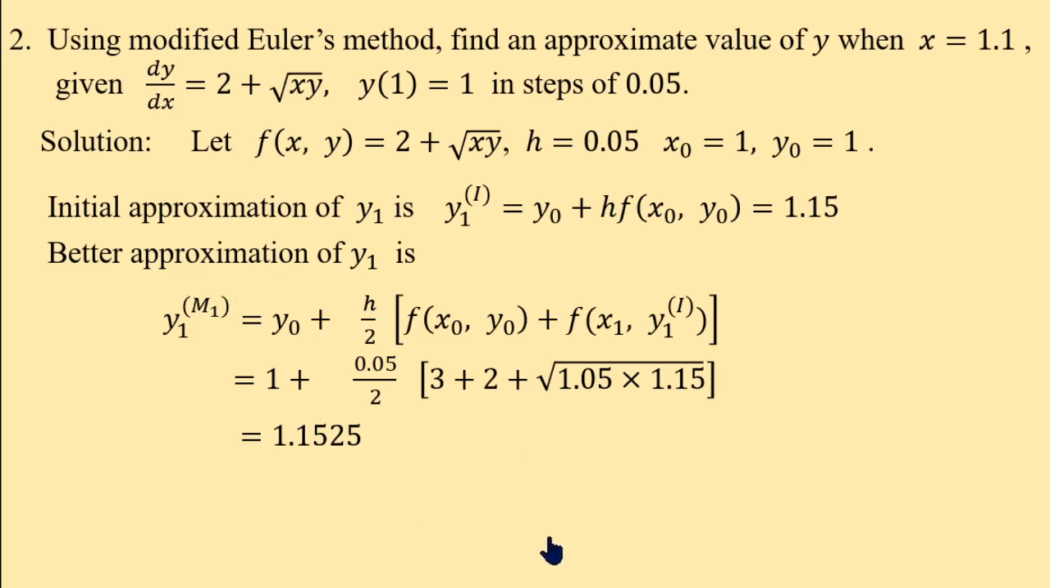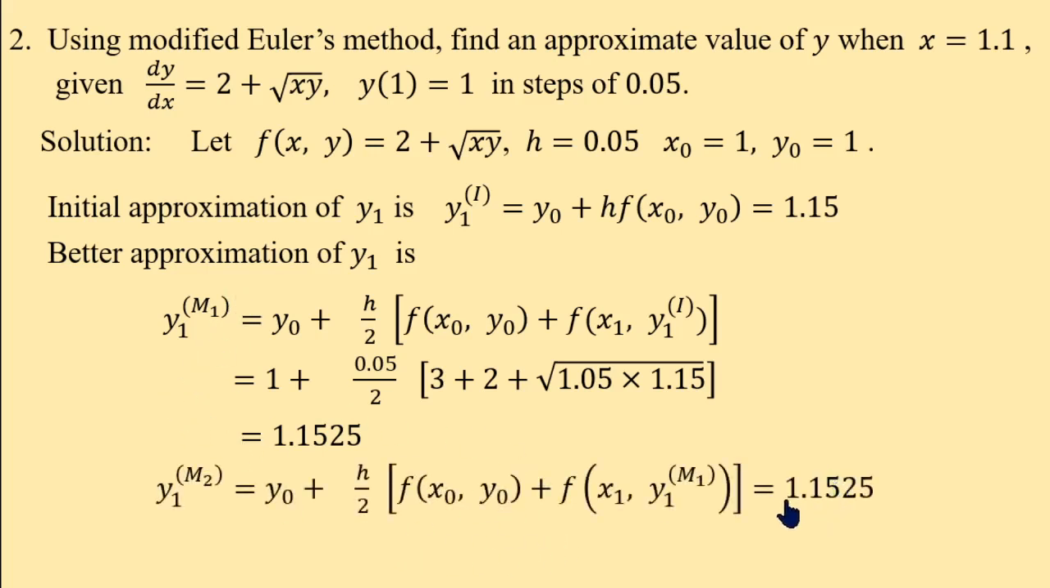So you will get y1 modified 2, and that is also 1.1525. Now, these two are the same, so stop the process. Y at 1.05 is 1.1525. This is the y1 value, because the two consecutive values are the same, therefore we stop the process. So y1 is 1.1525.